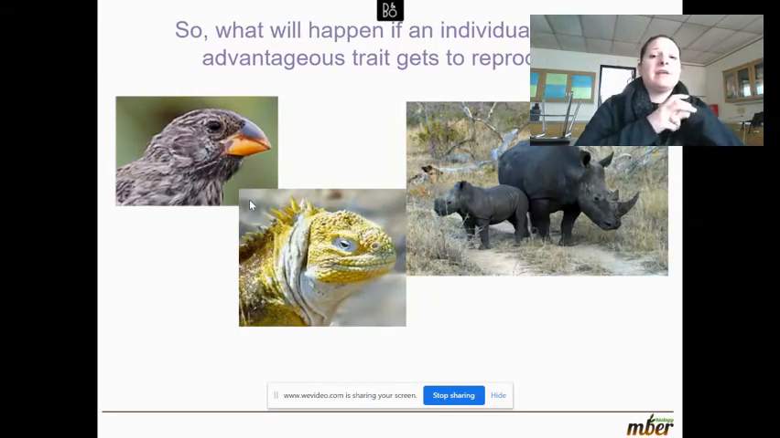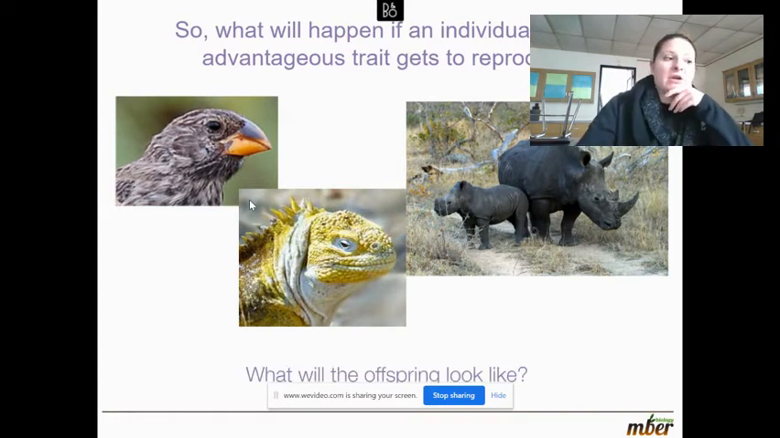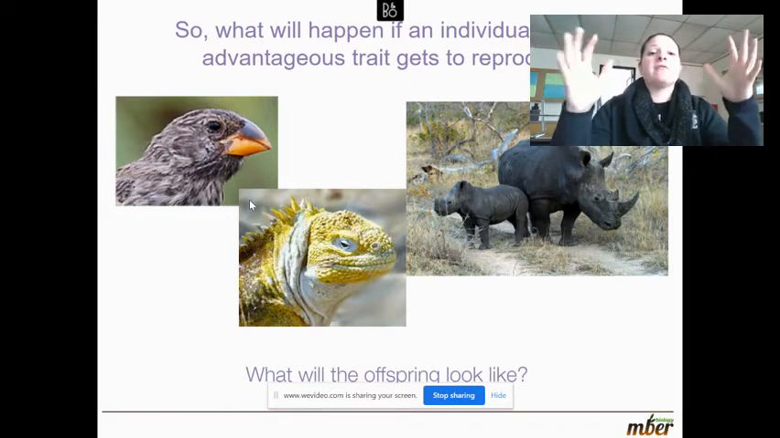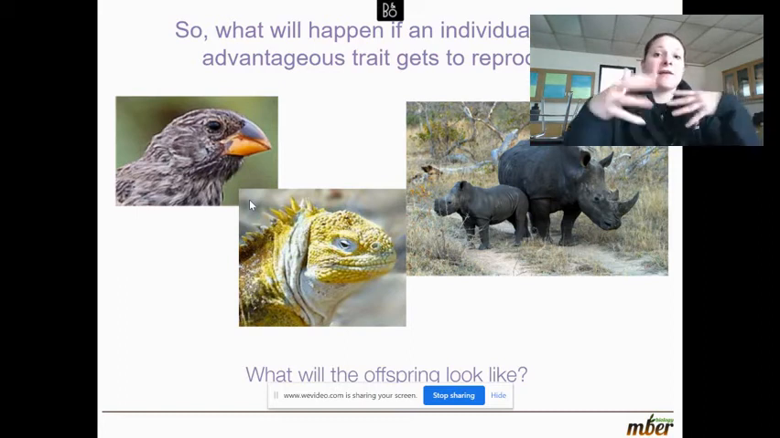So what will happen if an individual with an advantageous trait gets to reproduce? The one with the better suited trait, what's going to happen to them if they can reproduce? And what will their offspring look like? Hopefully by now you realize that the one with the advantageous trait will pass on their trait to the offspring, because they get more of the food, they get their resources, they're hiding from predators, they're getting all those things that they need, those factors that we talked about.